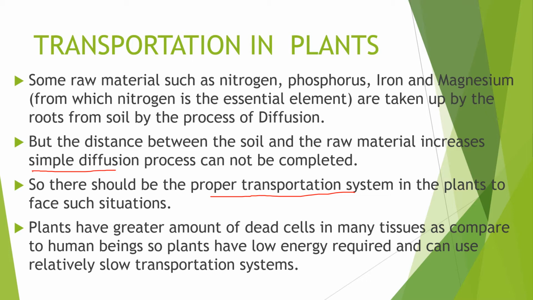Now, in standard 9, we have seen the comparison of plant tissue and animal tissue also. Plant tissues have a greater amount of dead cells as compared to animal tissues. In the plants, they have low energy requirement. As compared to animals, plants have low energy requirement and can use a relatively slow transportation system.